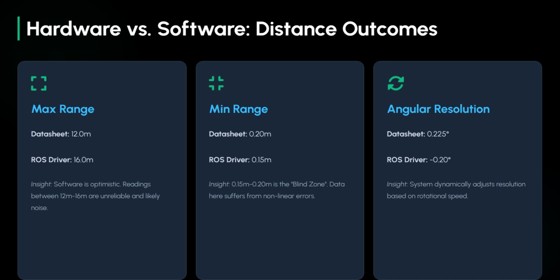Crucially, regarding angular resolution, the datasheet states 0.225 degrees. However, our real-time ROS data showed a resolution of approximately 0.20 degrees. This indicates the system is adaptive. It dynamically adjusts the sampling rate based on the motor's actual rotational speed. We use this measured value, 0.20 degrees, for our subsequent calculations to ensure accuracy.